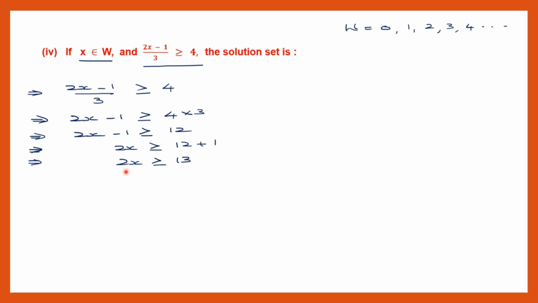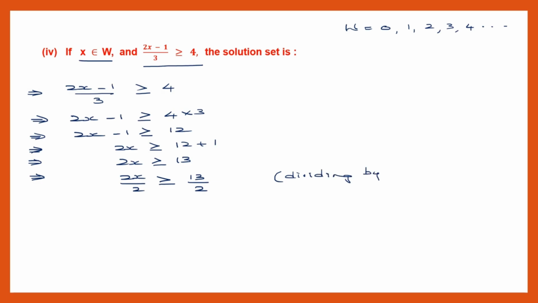Now I need to remove this. I need to remove 2 and keep only x here. That means I need to divide this by 2. So let me divide that by 2. So in the next step I'm going to say 2x divided by 2 is greater than or equal to 13 divided by 2. Remember, we have to divide on both sides. So let's write that.